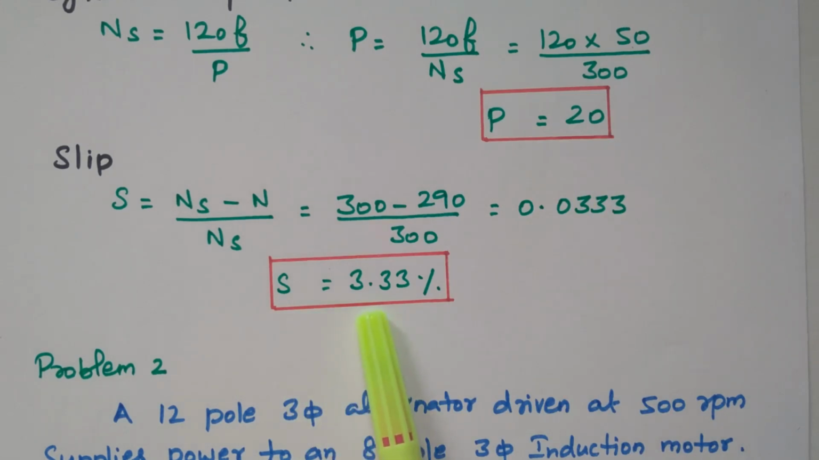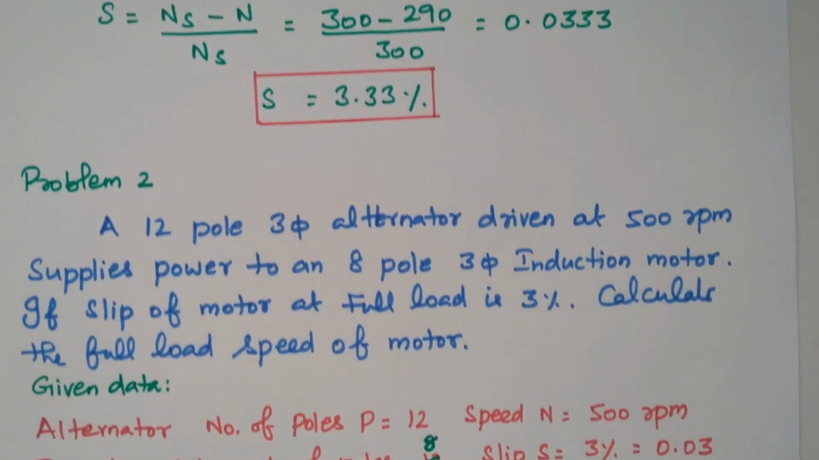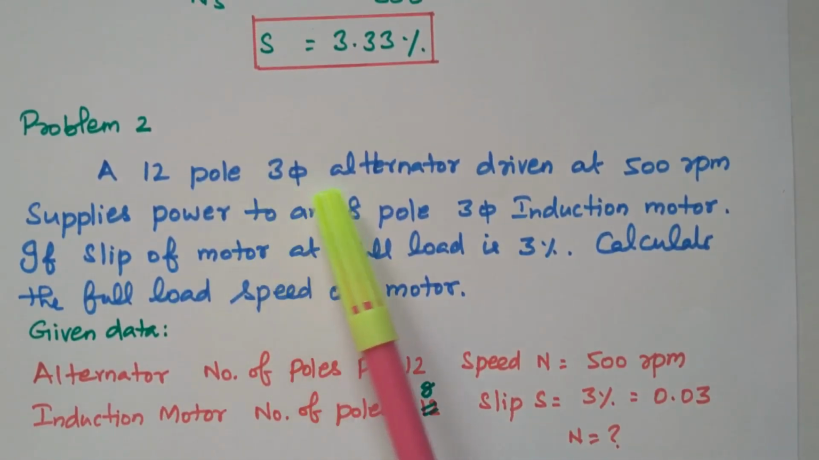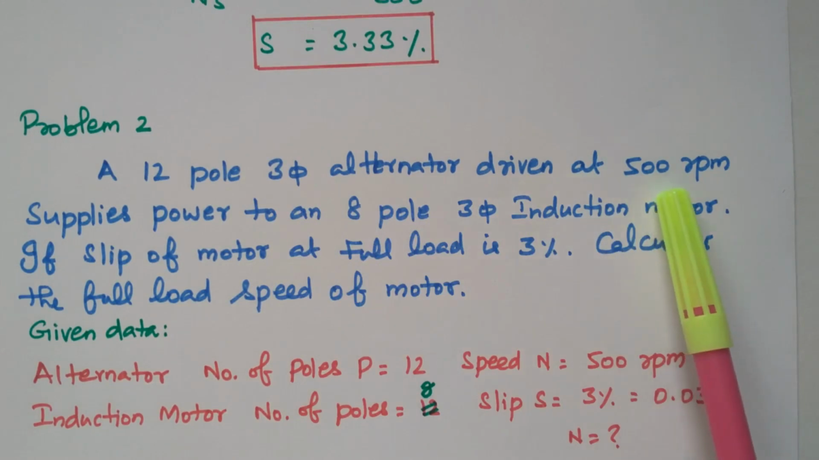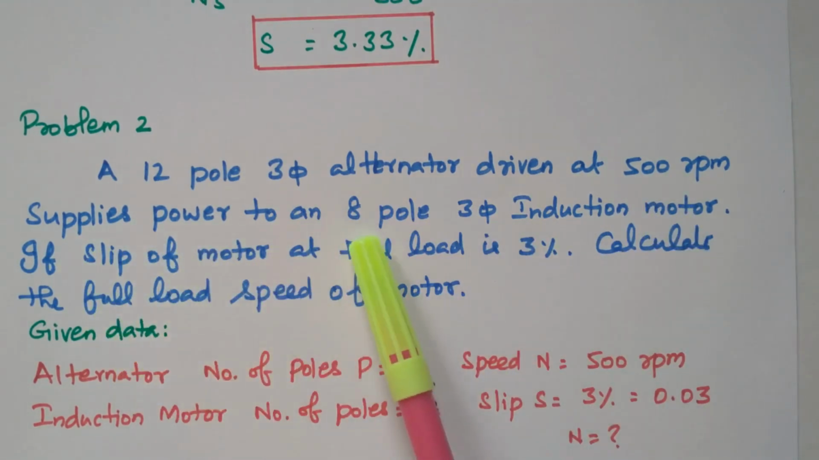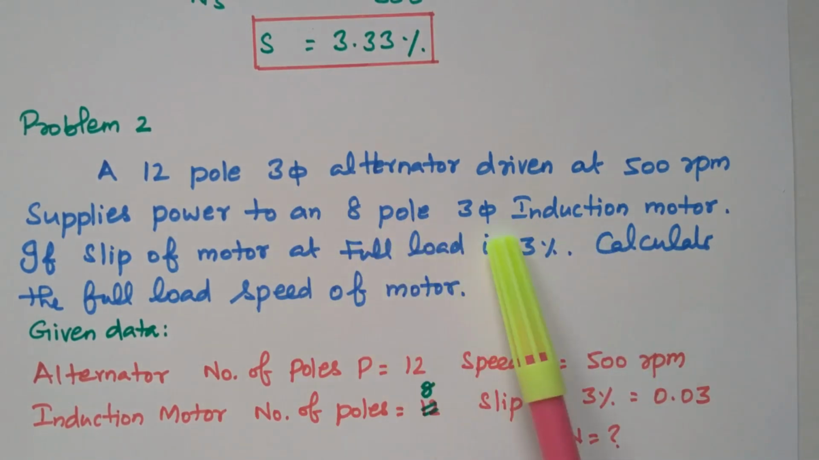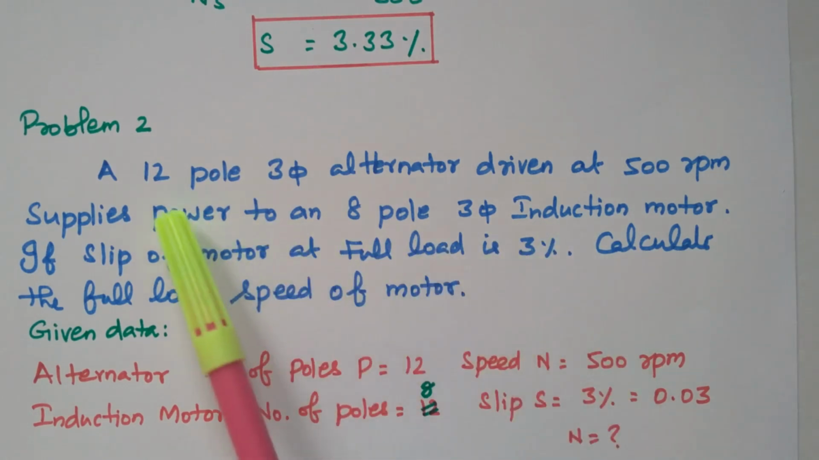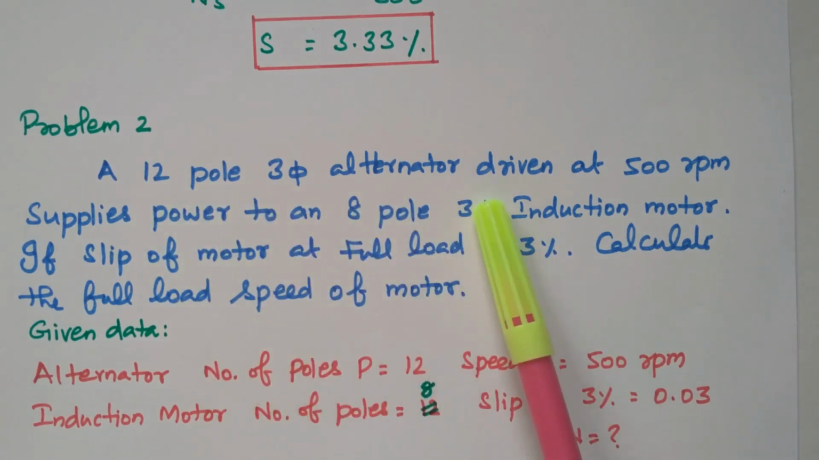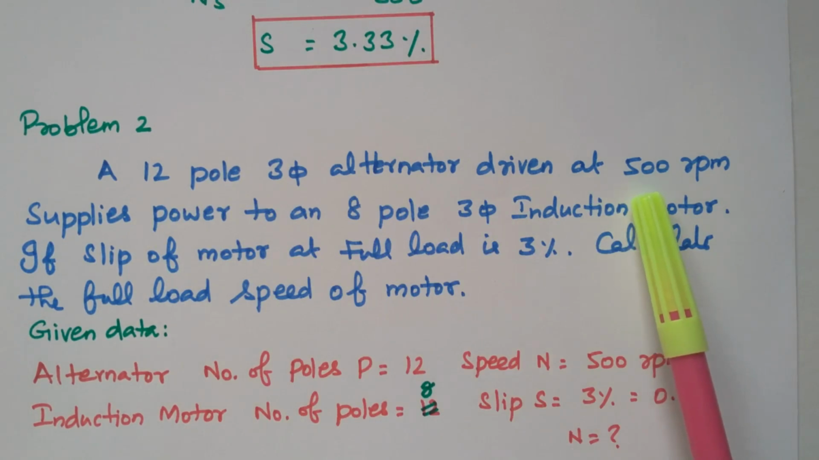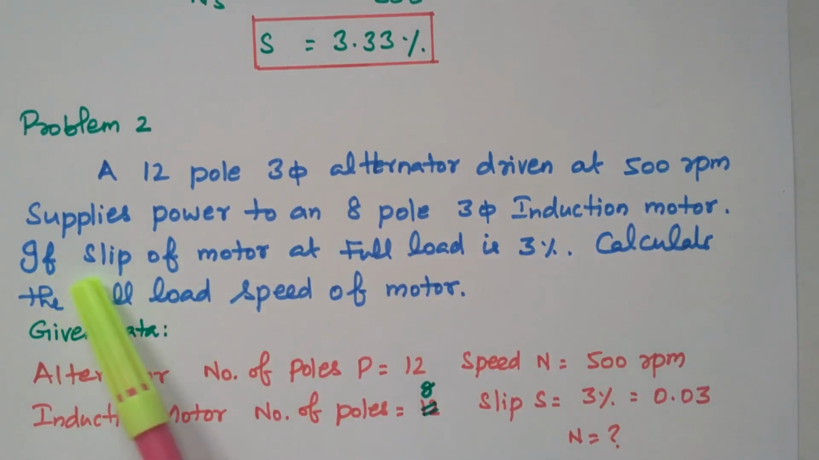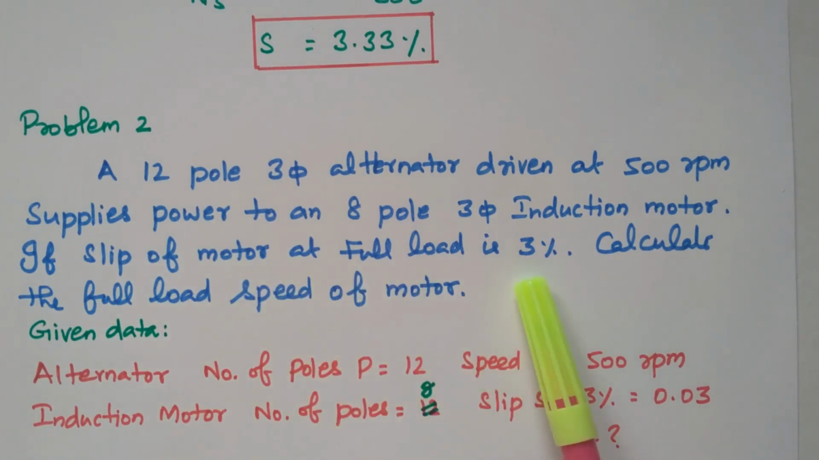Now we will go to the second problem. A 12 pole 3-phase alternator driven at 500 rpm supplies power to an 8 pole 3-phase induction motor. So the 8 pole 3-phase induction motor is driven by the 12 pole 3-phase alternator, which is rotating at a speed of 500 rpm. If the slip of the motor at full load is 3%, calculate the full load speed of the motor. We need to find the full load speed.